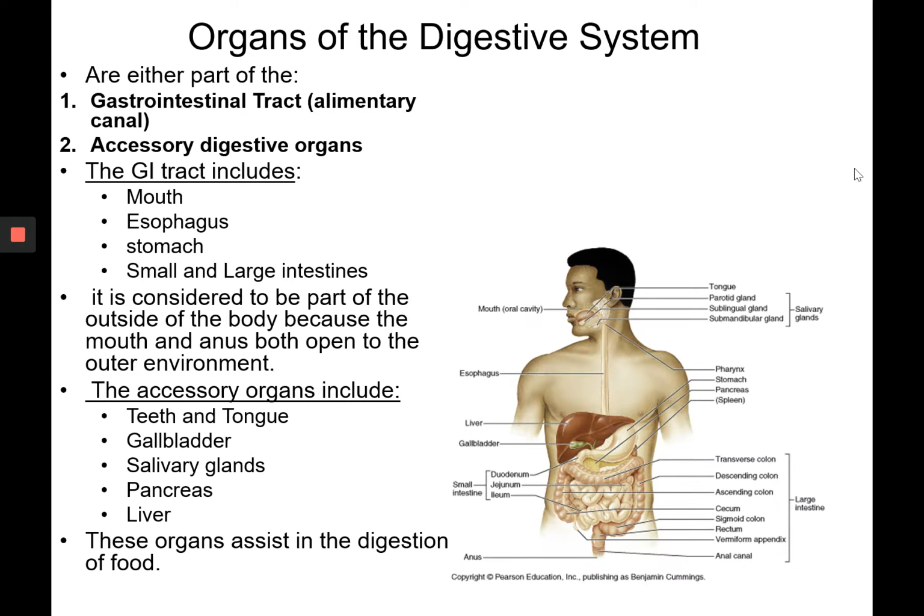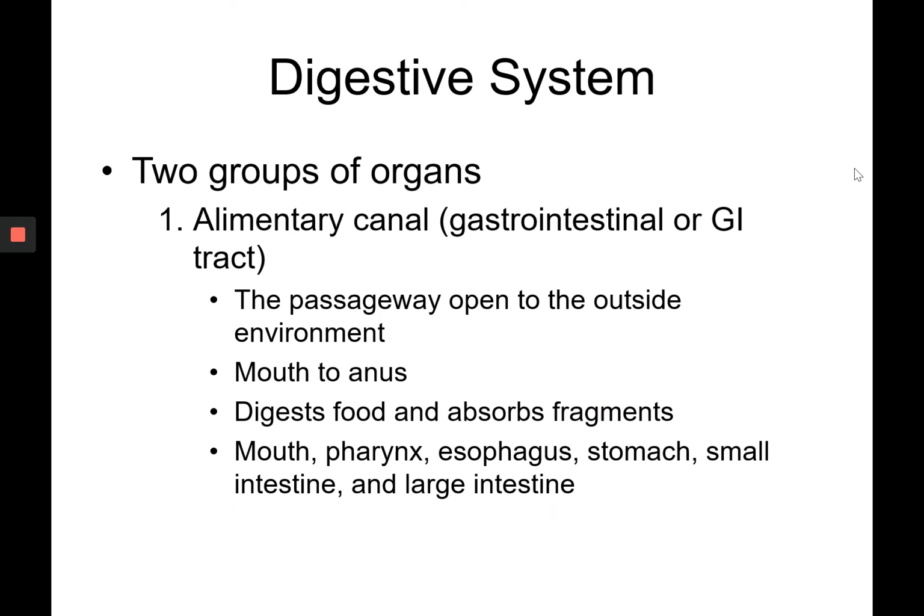There are two parts to the digestive system. There's the GI tract or alimentary canal, and there's the accessory digestive organs. Let's take a closer look at these two parts of the digestive system. The GI tract or alimentary canal is a passageway from the mouth to anus that is considered an external environment because both the mouth and anus are open to the external environment outside your body. We're going to see that the alimentary canal functions in digesting food and then absorbing those fragments, or digesting polymers, breaking them down into their smaller fragments called monomers.